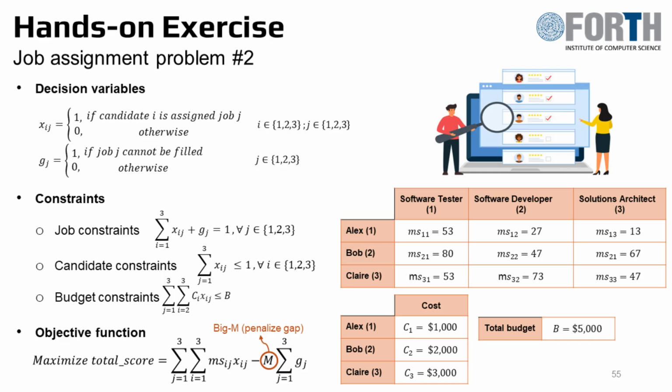Finally, we modify the objective function. We still maximize total matching score, but now we subtract a penalty term. Specifically, we subtract M times the sum of g_j. This big M term penalizes leaving a job unfilled. The penalty should be large enough to discourage unnecessary gaps, but not so large that it distorts numerical stability. So the solver now balances 3 forces. A, maximizing compatibility. B, respecting the budget. And C, minimizing unfilled jobs. In the notebook, you will implement this extended model and observe how the optimal solution changes compared to the fully funded case.